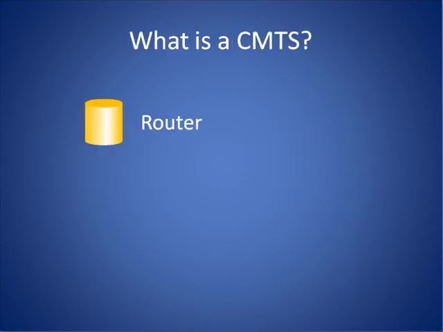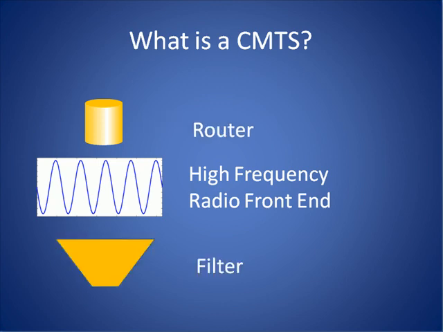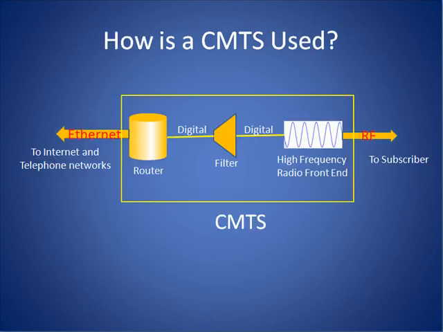Now let's move on to our discussion of the CMTS. A CMTS consists of 3 parts: a router, a high-frequency radio front end, and a filter. Now let's see how these 3 pieces fit together.